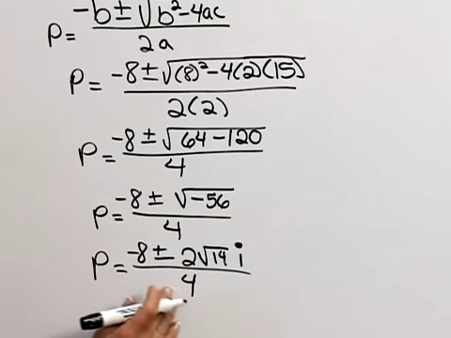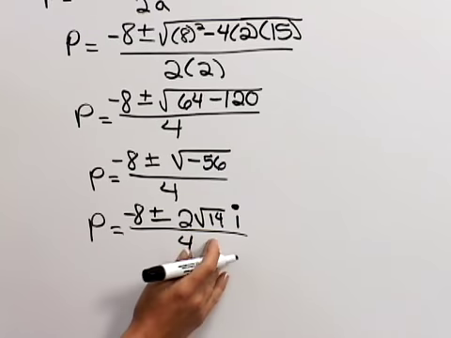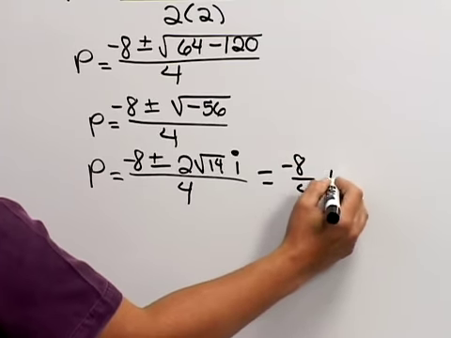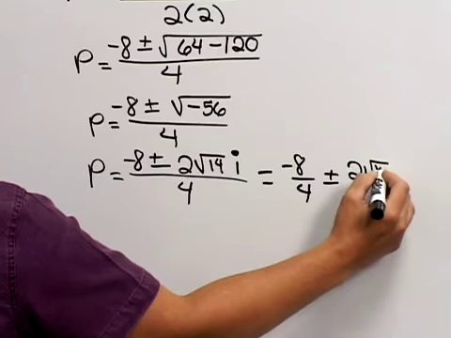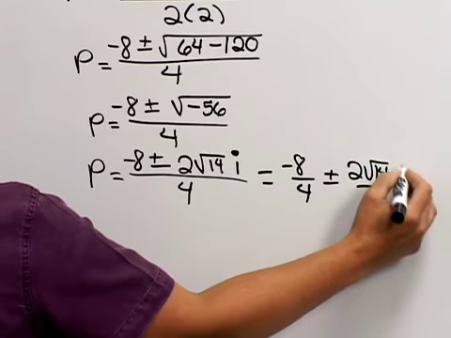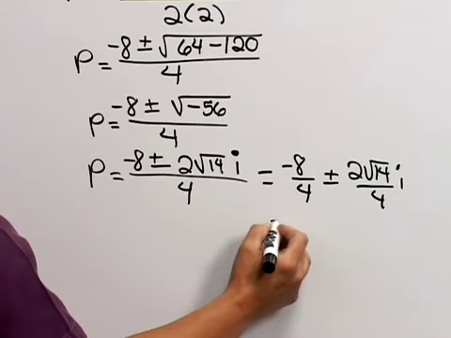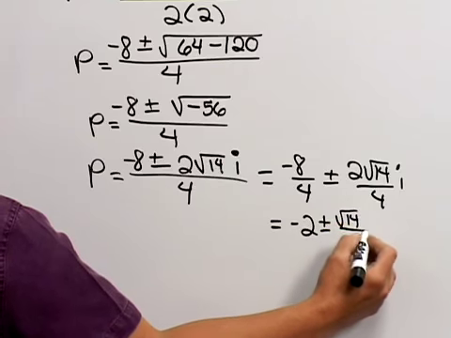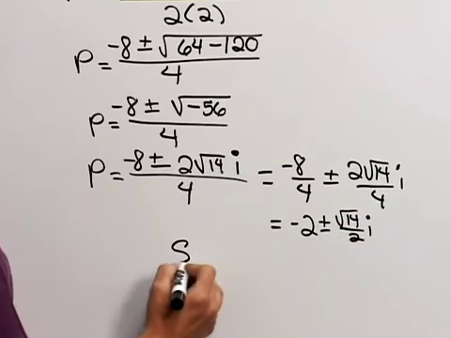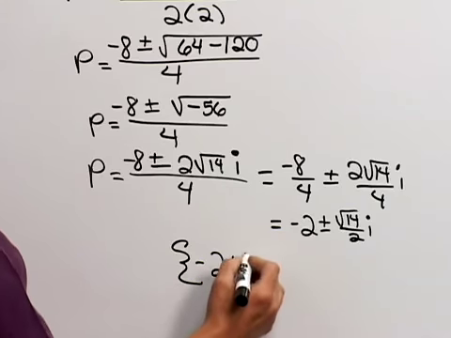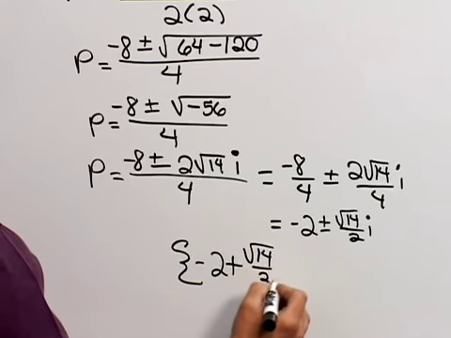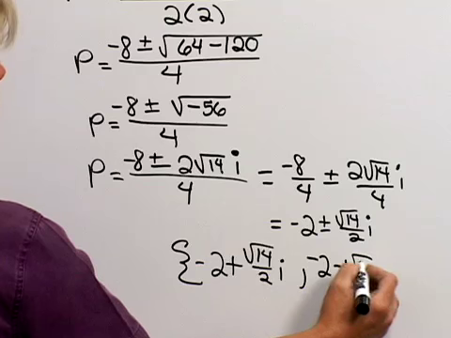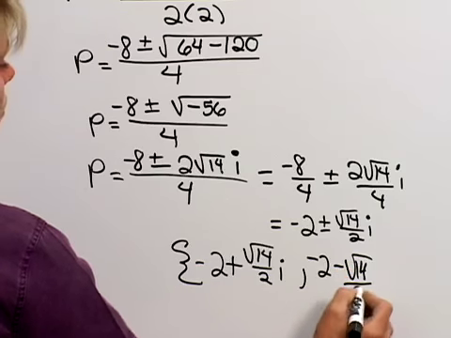So now let's go ahead and separate this into our real portion and our imaginary portion. That gives us negative 8 over 4 plus or minus 2 square root of 14 over 4 i. If we reduce that, this gives us negative 2 plus or minus square root of 14 over 2 i. So our solution set is negative 2 plus square root of 14 over 2 i, or negative 2 minus square root of 14 over 2 i.